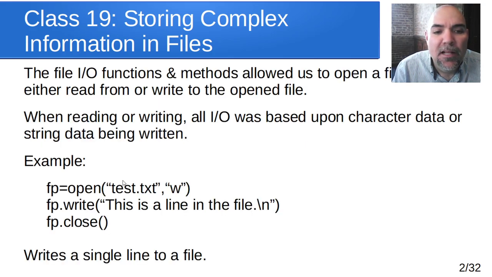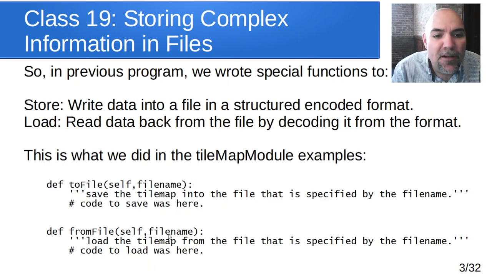And to get started with that, we have looked at using files before. The file I/O functions and methods that we used before allowed us to open a file. And then once it was open, we could read from it, write to it. And then when we were done, we would close it. So in those functions or methods we saw earlier, all the I/O was based on character data or string data being written. So in other words, we would open the file, write to it, and then close the file. And that would write that single line into that one file.